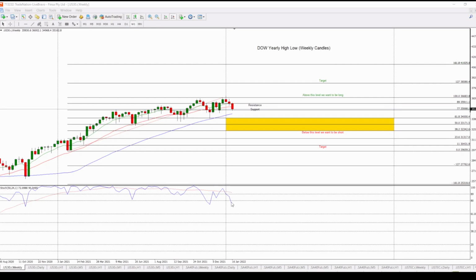Stochastic is pointing below that 80 level and below the signal line. So let's see if we do eventually go back and retest that 50 moving average. But still, in hindsight, trend is up on the weekly time frame.